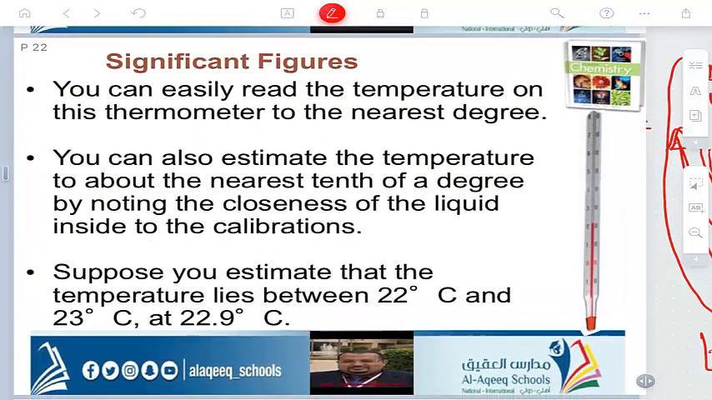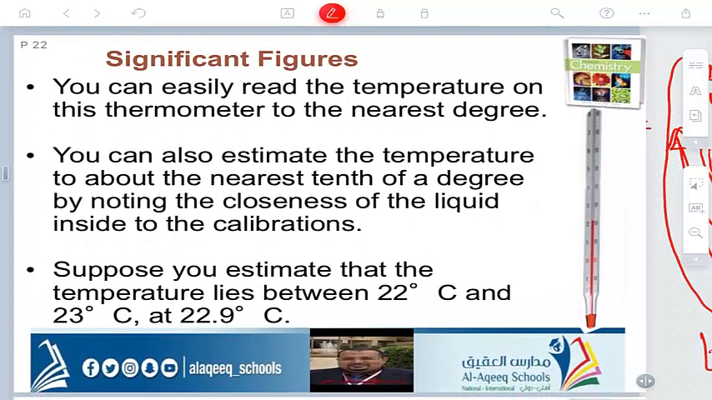Let's move to something else. We have something called significant figure. What is a significant figure? In the temperature, in anything, you can represent the numbers to the nearest degree or nearest value. For example, you estimate the temperature between 22 and 23 if the temperature is 22.9. So it's between 22 and 23.